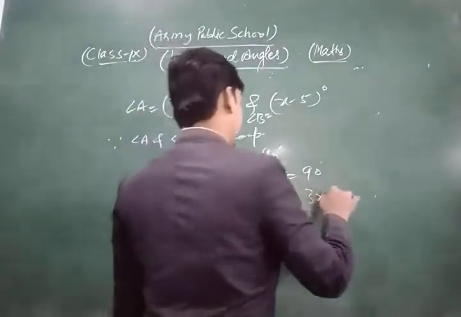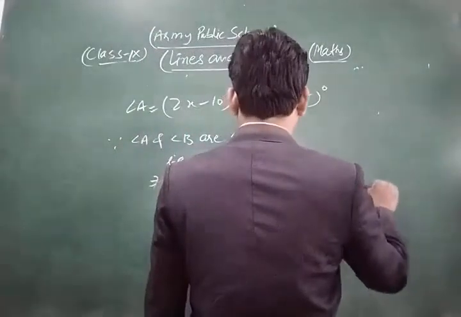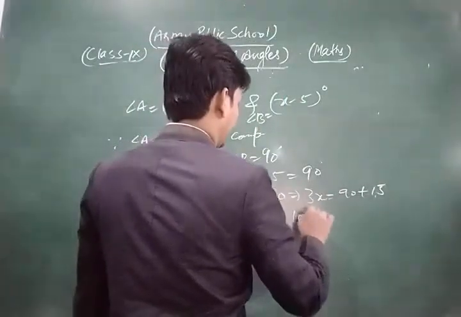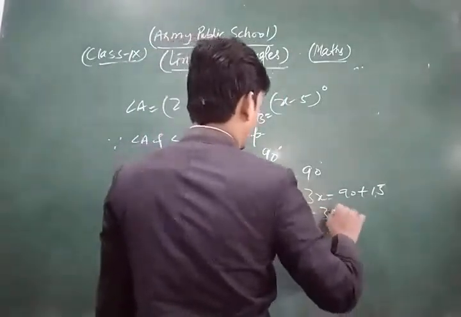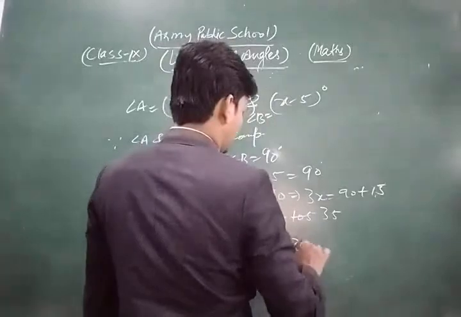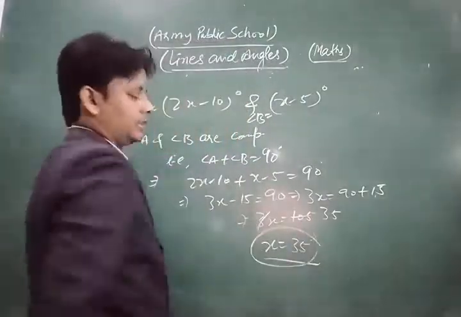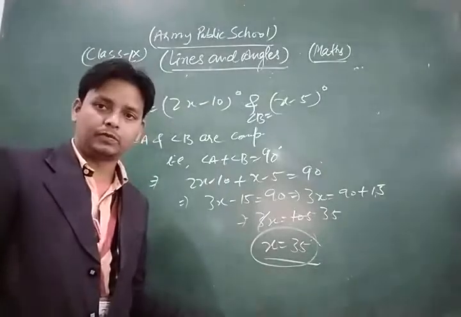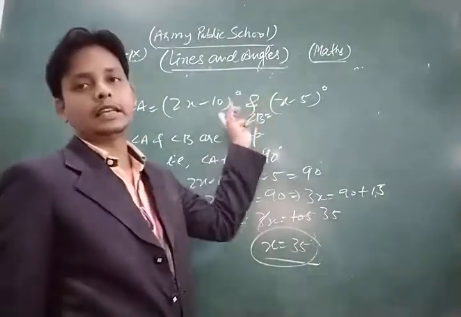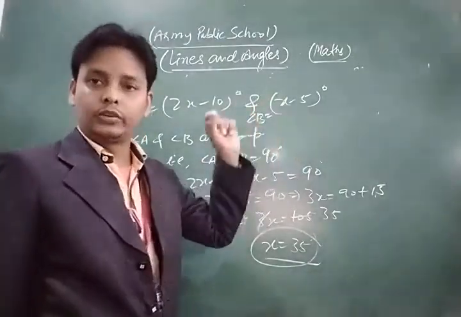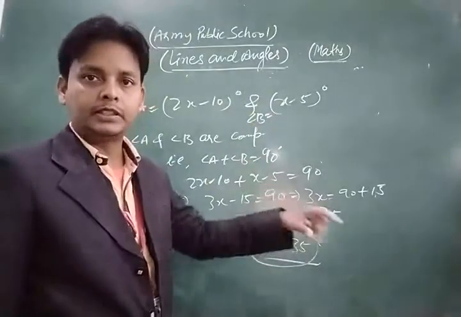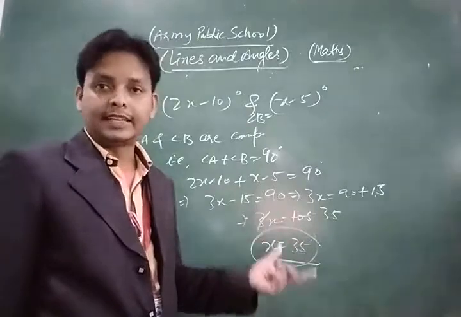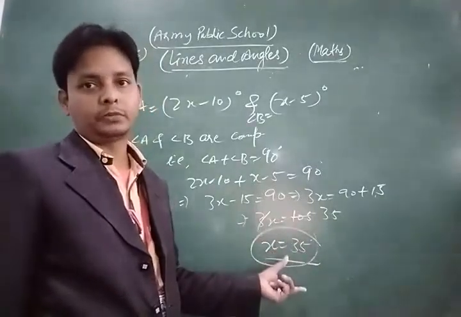That is 3x is equal to 90 plus 15. That is 3x is equal to 105. This is x is equal to 35. So the value of x is 35. So in this way, dear students, you can solve that type of question, because here these angles are complementary to each other. So if two angles are complementary, then their sum of measures is what? Yes, 90 degrees.